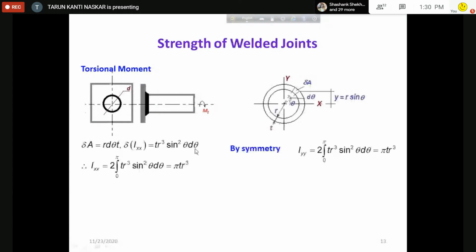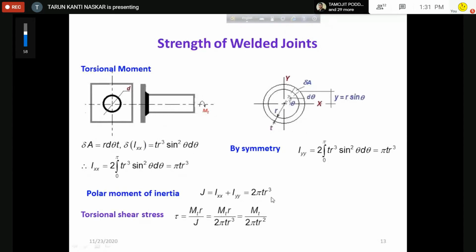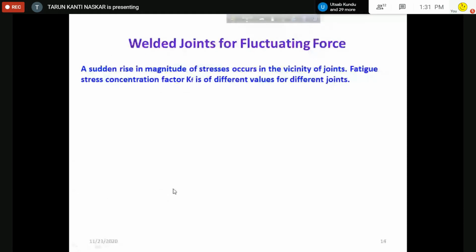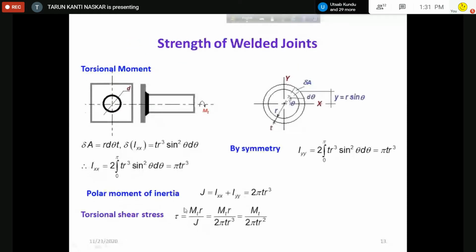So ultimately, by symmetry, this is the I. Now, polar moment of inertia: for torsional moment we have to find out the polar moment of inertia, that is J equal to Ixx plus Iyy. So this is ultimately 2 pi T R cube. So when J is known, then torsional shear stress will be equal to M_T R by J, and that will be ultimately equal to this. So this is the tau. So we can design on the basis of torsional moment.